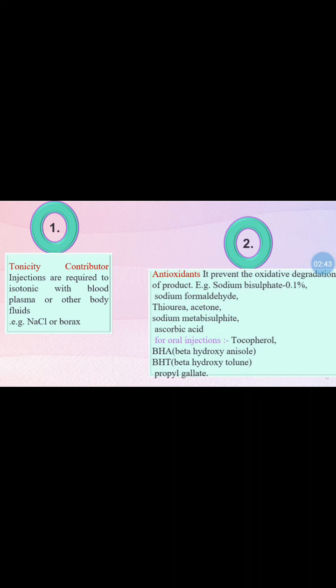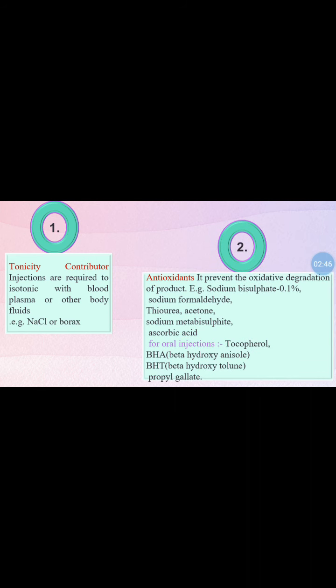Then let's see the antioxidants. They prevent the oxidative degradation of the product. So, to prevent the oxidative degradation of the parenteral products, antioxidants should be added. Which antioxidants should be used for aqueous injections? Sodium bisulfite, sodium formaldehyde sulfoxylate, thiourea, acetone sodium bisulfite, sodium metabisulfite and ascorbic acid. And tocopherol, BHA, BHT and propyl gallate should be used for oily injections.